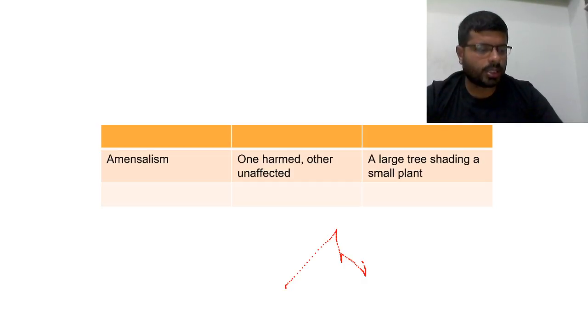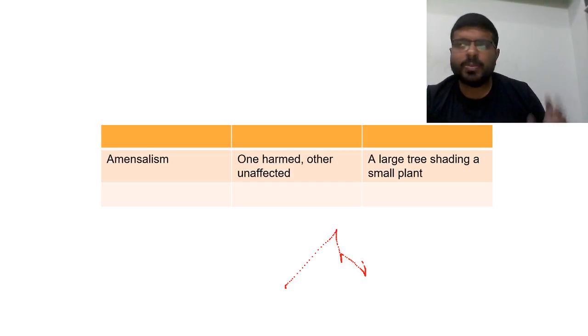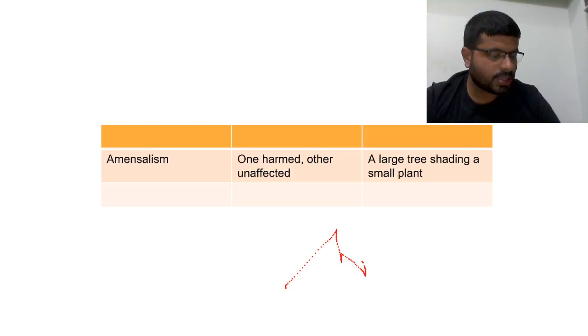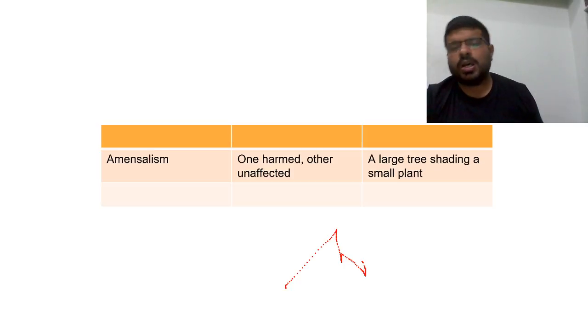For example, in certain places there is a very, very big tree, and underneath the big tree it is providing shade to a small plant. Because of which, what happened? The big tree is unaffected, whereas the small plant is unable to get enough sunlight, because of which photosynthesis will be harmed. It cannot do photosynthesis, so it is not able to feed itself, and that small plant will be losing energy with no food for it. This kind of thing we call amensalism. A large tree shading a small plant is called amensalism.